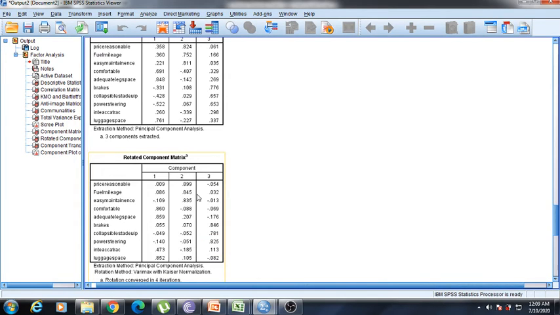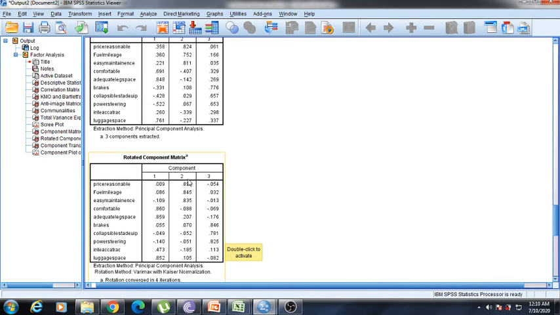Similarly, for factor number 2, you can see here, price is reasonable, higher one, fuel mileage, higher one, easy maintenance, higher one, and all the remaining values you can see on the lower side. Similarly, for this third factor, you can see the brakes, that is 0.840, collapsible steering 0.781, and power steering 0.825. These three are higher, all the other variables are low. So these variables are related for third factor.